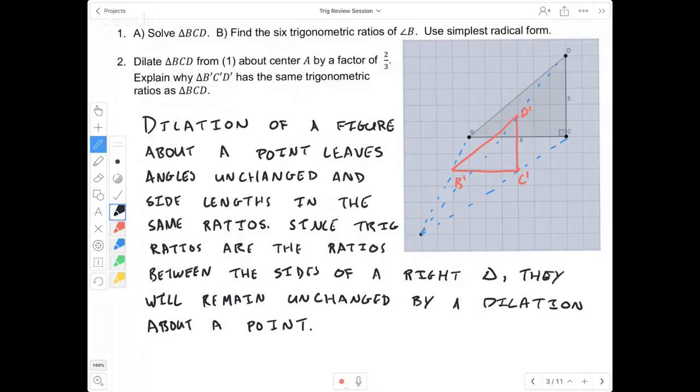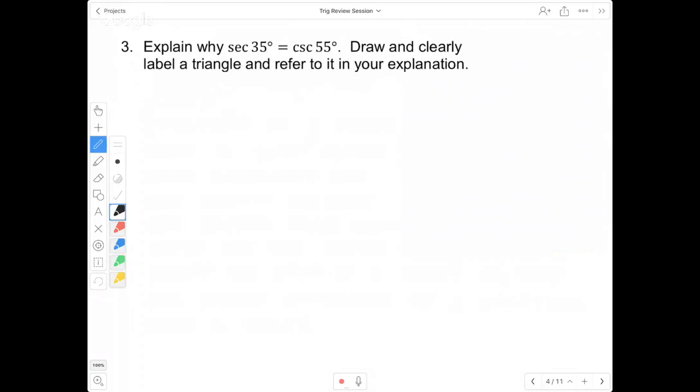Questions on number 2. Obviously, you wouldn't have had to have written exactly that, but something along those lines. Sweet. I don't know how interactive this review session is, but hopefully you're getting something out of it.